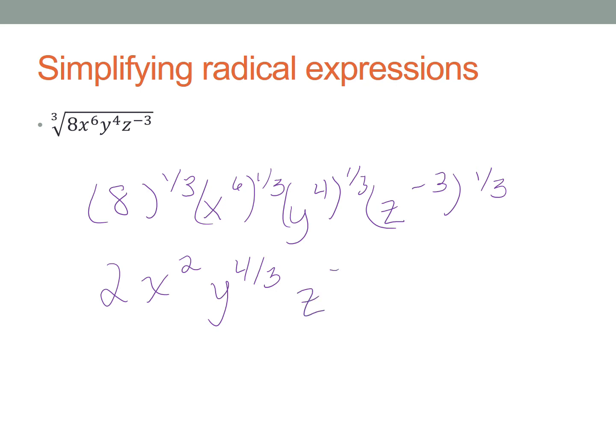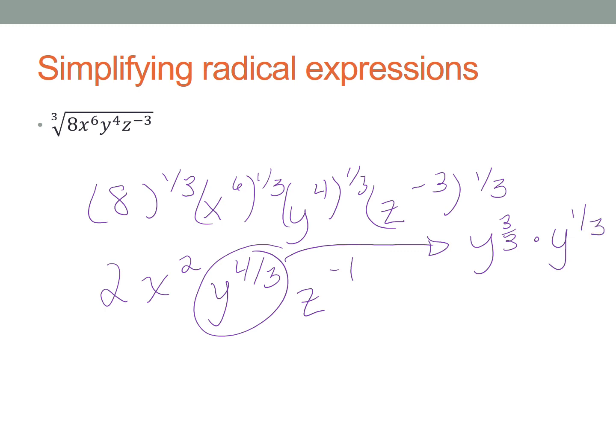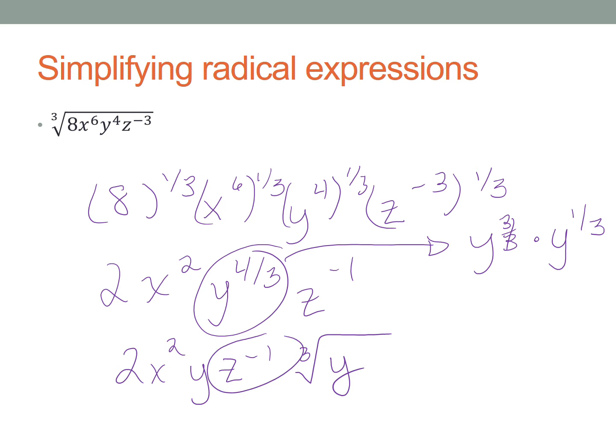And then we get z to the -1st. So this guy right here, we're actually going to break that apart and make that y to the 3/3 times y to the 1/3. So y to the 3/3 just becomes y. Y to the 1/3 stays underneath. We'll rewrite that as a radical. And then remember what I said about the negative exponents. So our final answer will look like 2x squared y cube root of y all over z, because we want to move that to the denominator. All right, that's it.